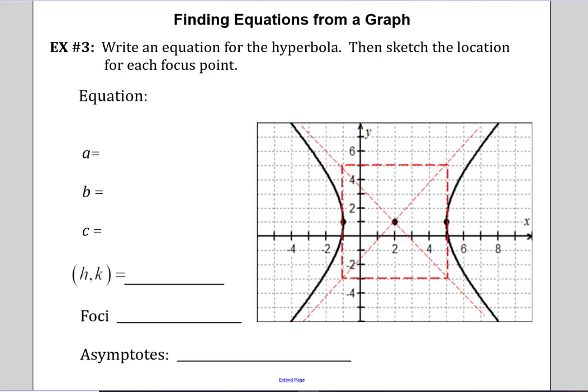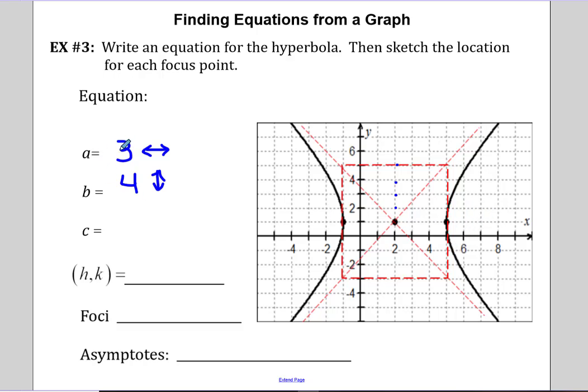So here in example 3, we have a picture of a graph, and we're going to write the equation based off the graph. So you can see the A value is centered on the x-axis, and it looks like we're 3 units away from the center. So we're going on the horizontal. The branches are located on the horizontal. The B value is 1, 2, 3, 4. The B value is 4, and it's vertically. And then the C value would be out here somewhere.